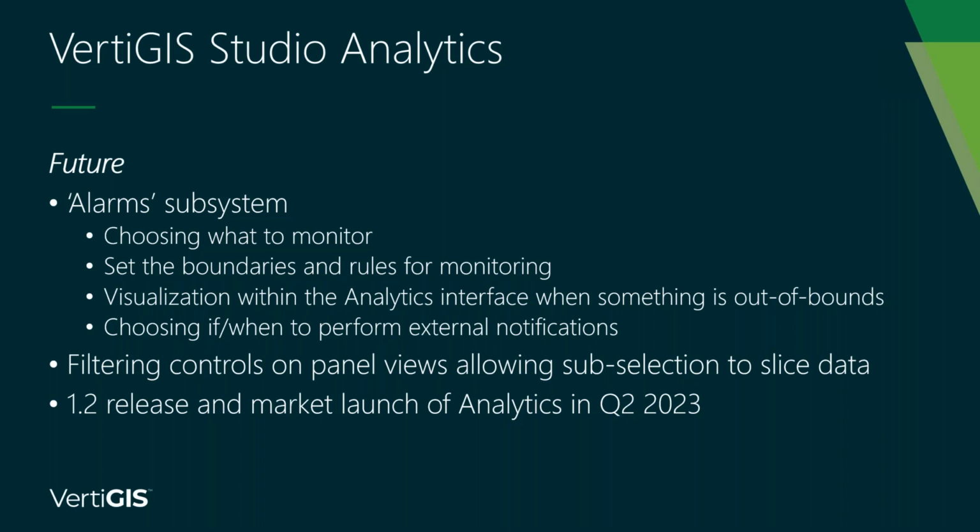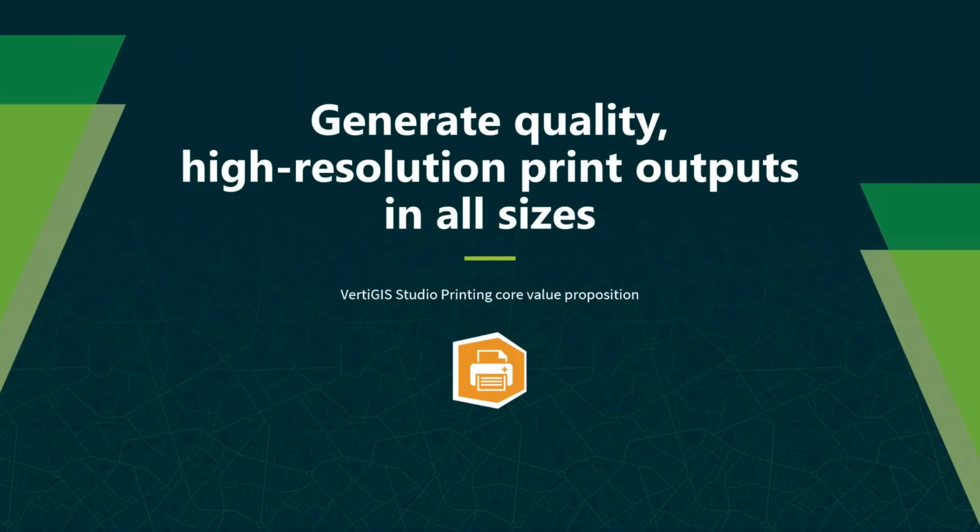You can anticipate these features sometime in Q2, and when we release these two features, from our point of view, VertiGIS Studio Analytics is ready for launch. So it's available today, it's a real product today, but we haven't done a big market launch and a big market push around it. You will be seeing that in Q2 of this year at the 1.2 release when these features are available. Let's talk about printing.